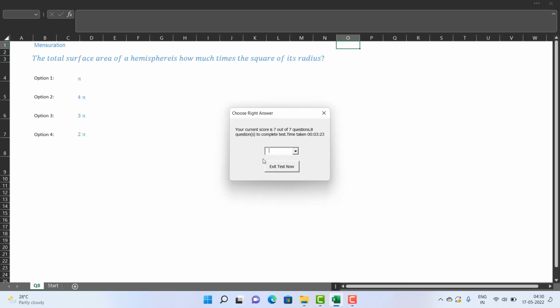Bravo. The total surface area of a hemisphere is how much times the square of its radius. So total surface area is 3 pi r squared. So ratio of total surface area to square of its radius is 3 pi r squared by r squared is 3 pi. So answer is option 3.